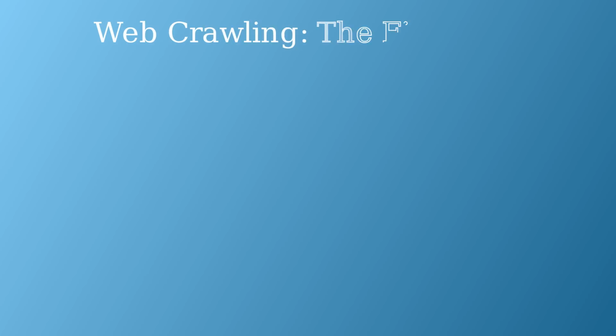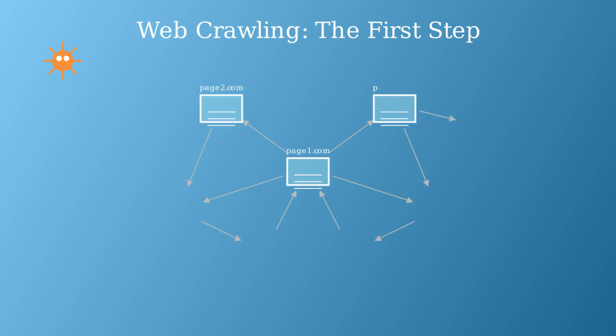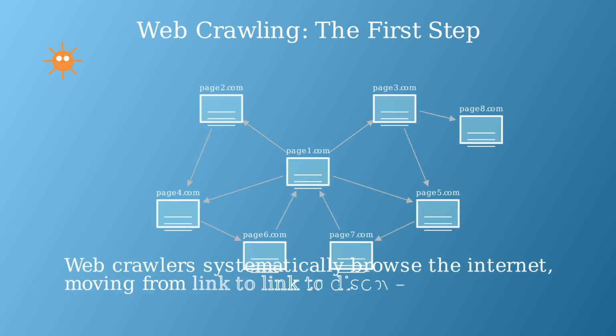Web crawling is the first step in how search engines discover content online. Search engines use automated programs called web crawlers, also known as spiders or bots, to explore the web. Web crawlers systematically browse the internet by following links from page to page, much like a person clicking through websites. They move from one page to another by following links, exploring new content and pathways.